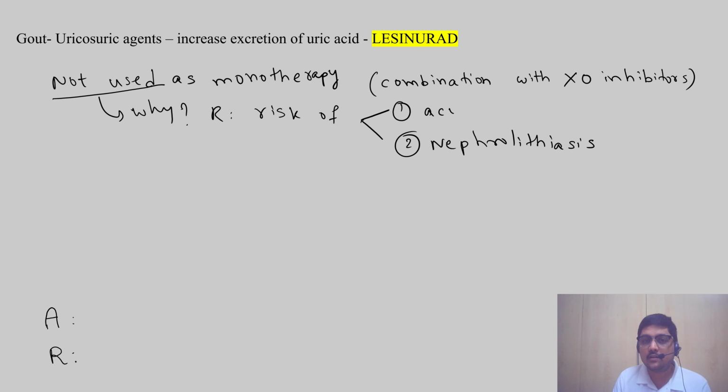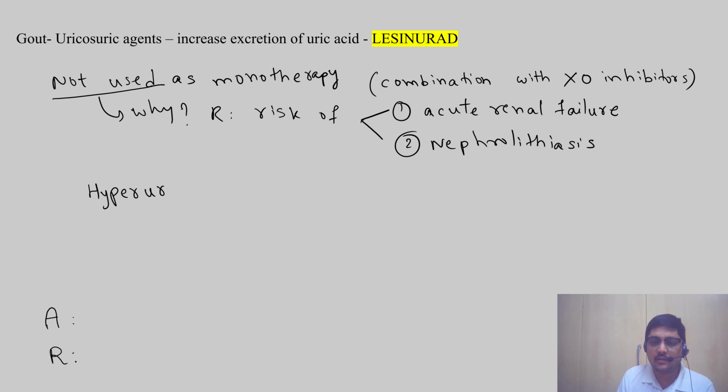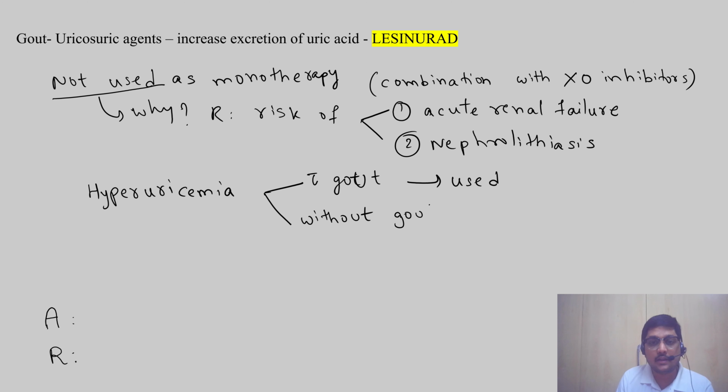And what is the other risk? Acute renal failure. For these agents, the main thing we should keep in mind is the kidney should be functioning normally. Then only try thinking of these uricosuric agents. Okay, and one more important point with this lesinurad is when there is hyperuricemia along with gout, yes, this is used. But if a person is having hyperuricemia but is not having gout, then lesinurad is not recommended.